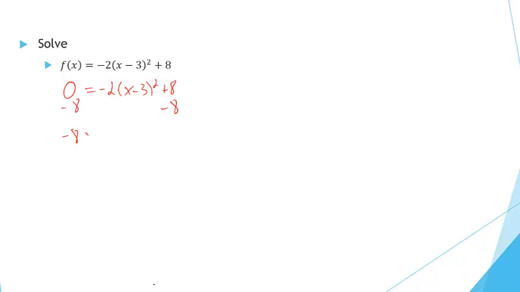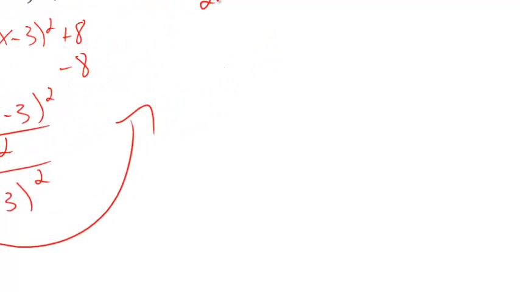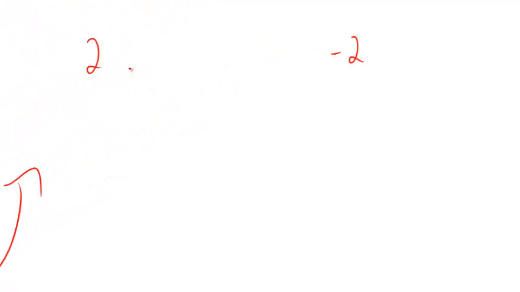That leaves us with negative 8 equals negative 2 times (x minus 3) squared. Now we need to divide both sides by a to get (x minus 3) squared by itself, so divide both sides by negative 2. Negative 8 divided by negative 2 is positive 4 equals (x minus 3) squared. And now, to get x minus 3 by itself, we take the square root of both sides. So the square root of 4 equals 2 and negative 2. So 2 equals x minus 3, and negative 2 equals x minus 3.